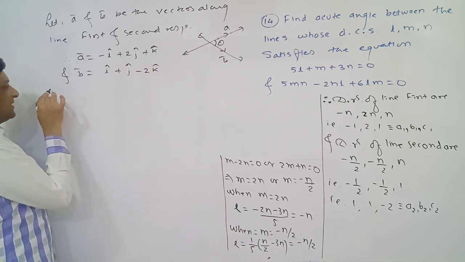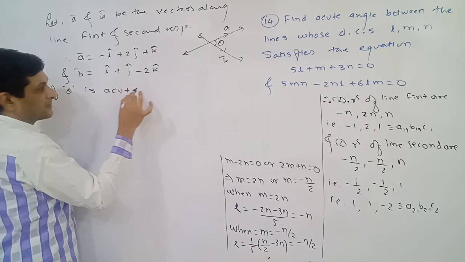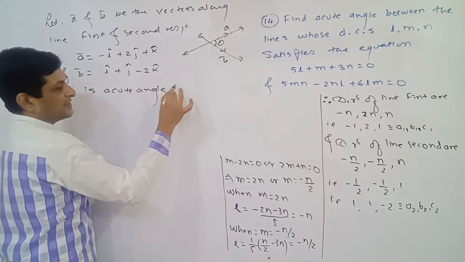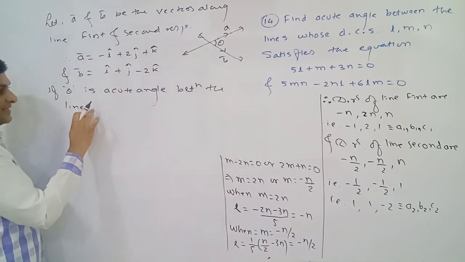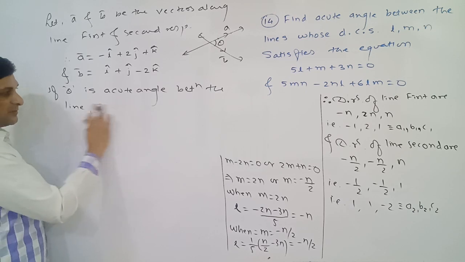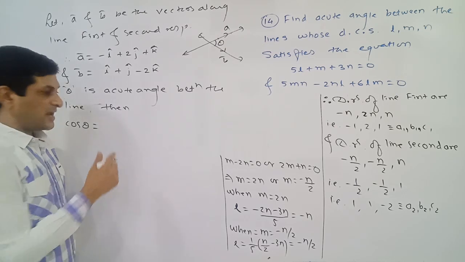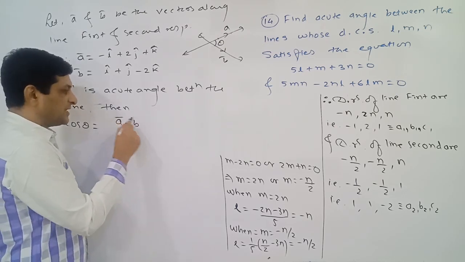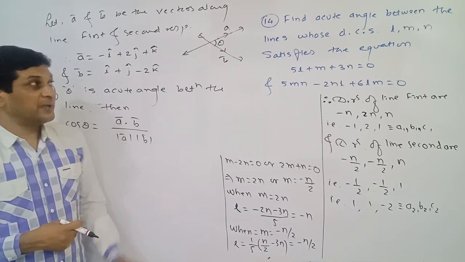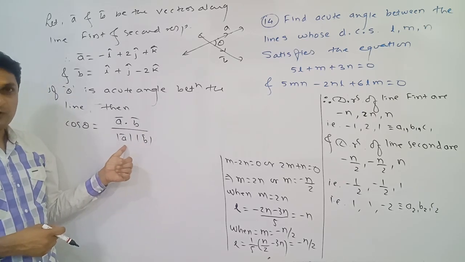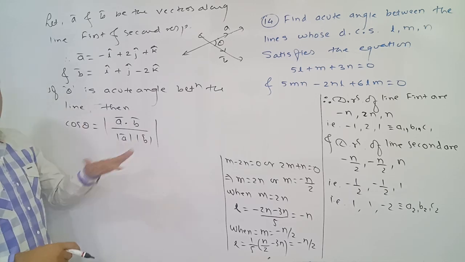Now denote this angle theta, if theta is the acute angle between the lines, then cos theta is equal to, what is the formula to find the value of cos theta? a bar dot b bar upon magnitude of a bar into magnitude of b bar. If theta is the angle between a bar and b bar, then applying this formula we are able to find the cosine of the angle between them. And if we put the mod here, it means we are finding the positive value of cos theta.